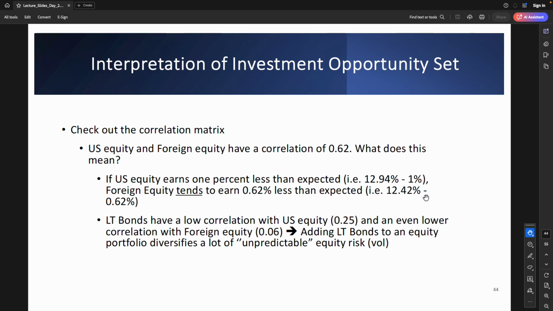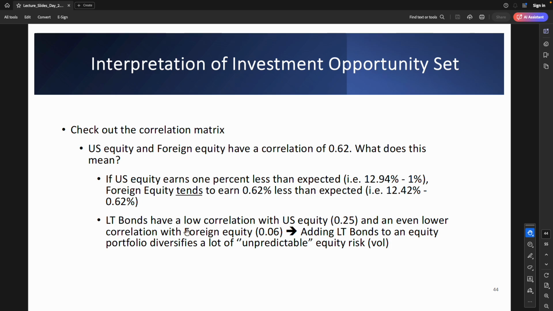So you therefore see if you had a negative correlation, if the correlation was -1, in this example, it would mean if US equity was to earn 1% less than expected, foreign equity would earn 1% more than expected. And that's perfect diversification, which in this case doesn't exist because the correlation is only 0.62. But this is to keep in mind that the correlation is between the unpredictable parts.